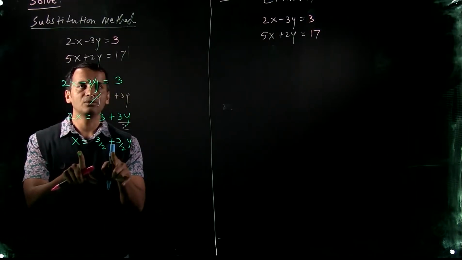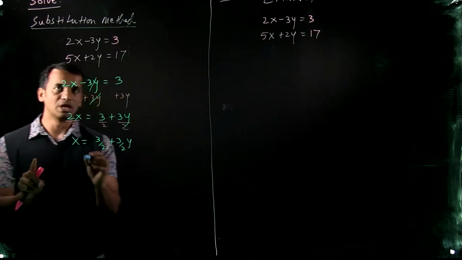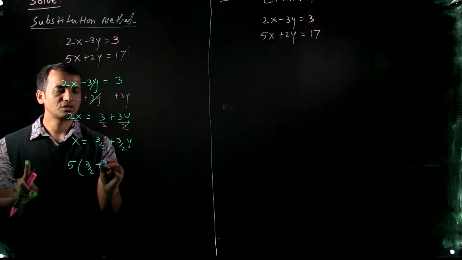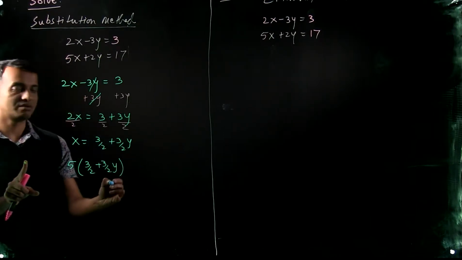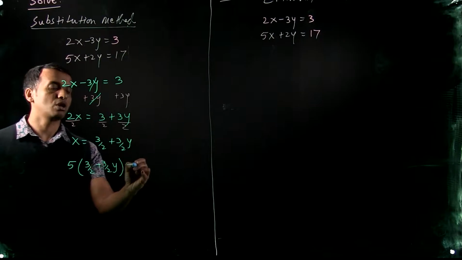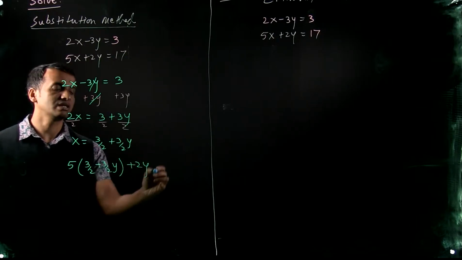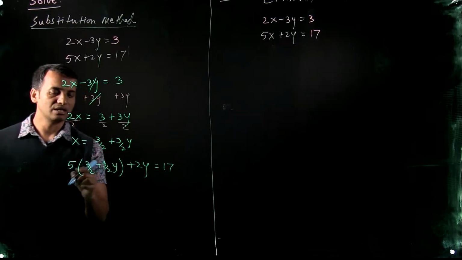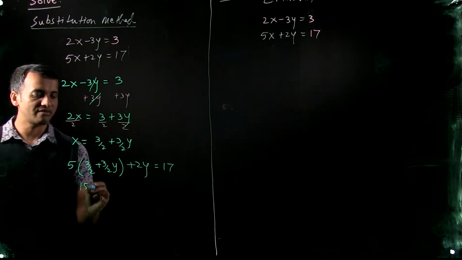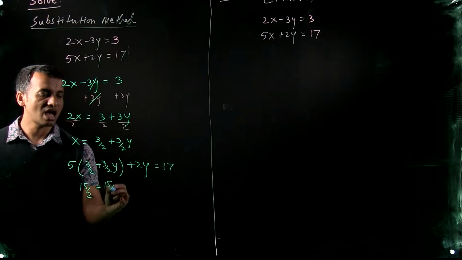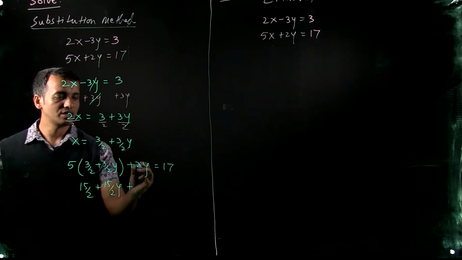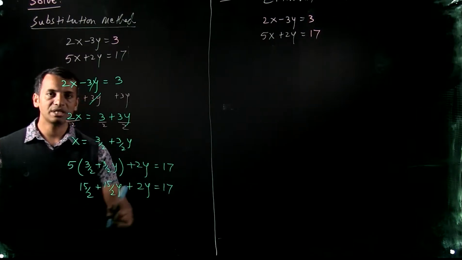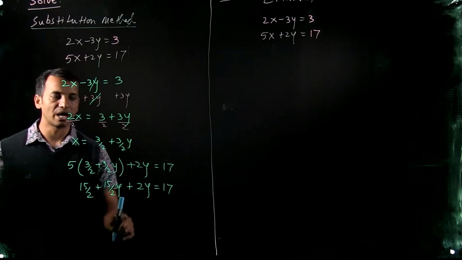So you plug this x value into the second equation. Let's do that. 5 times x is 3/2 plus 3/2 y, and then plus 2y, equals 17. All right, so how much is that? 5 times 3 is 15/2, plus 15/2 y, plus 2y equals 17. So this equation has only y. Now you can solve for y, right?